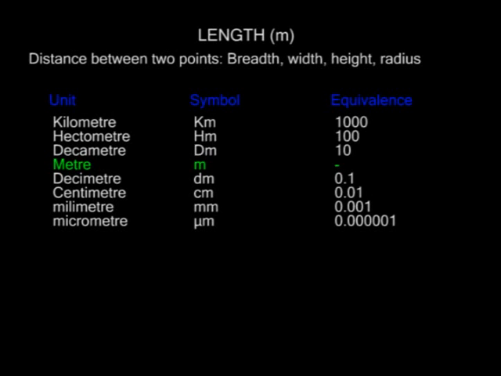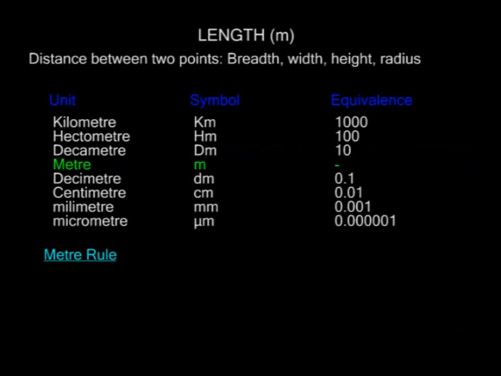Length can be measured by estimation or accurately by using a measuring instrument. There are various instruments for measuring length, and the choice of the instrument is determined by the level of accuracy desired and the size of the object which is to be measured. Some instruments used to measure length are the meter rule and the tape measure. Let's look at the meter rule.